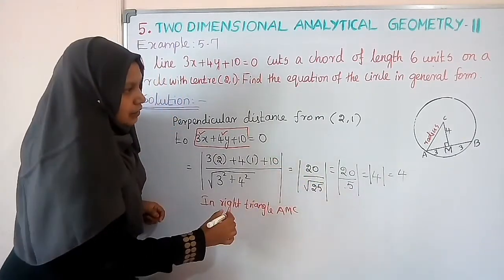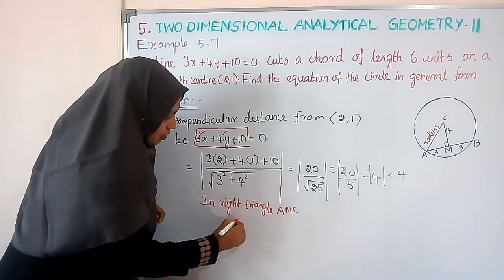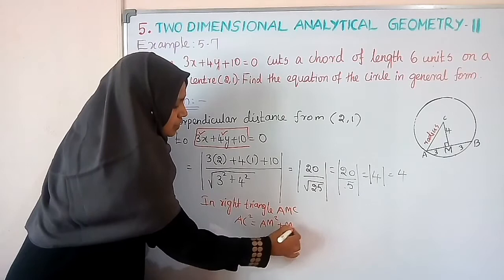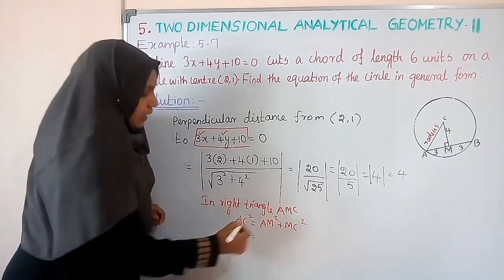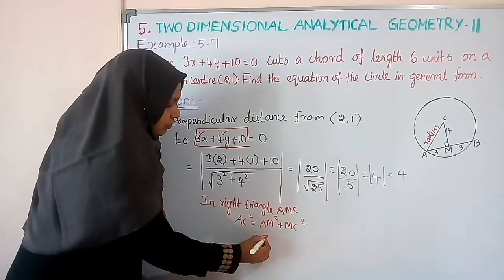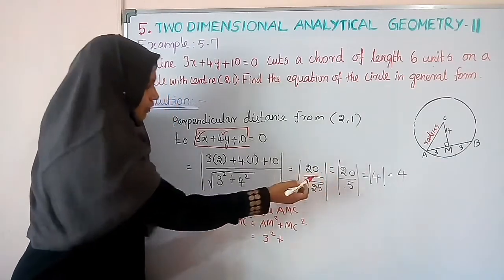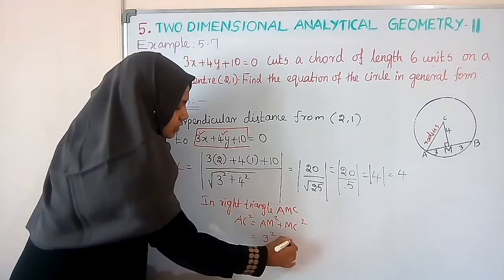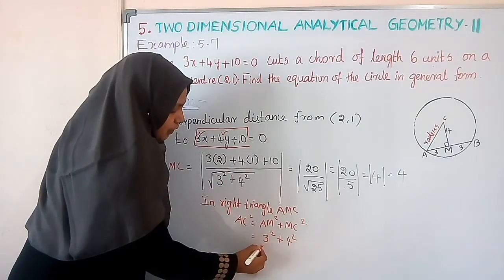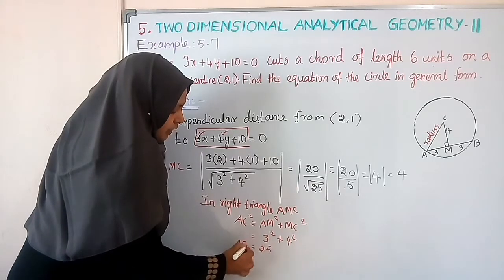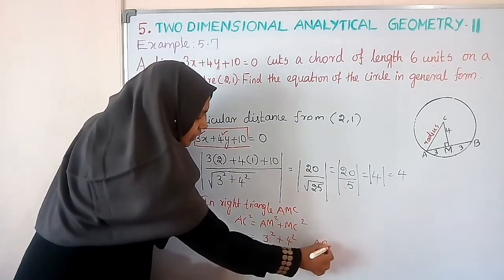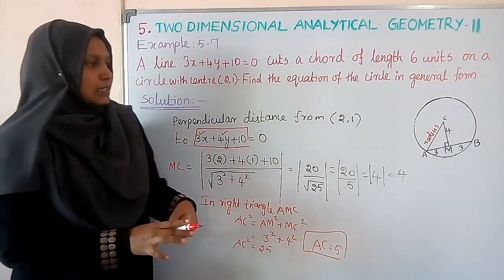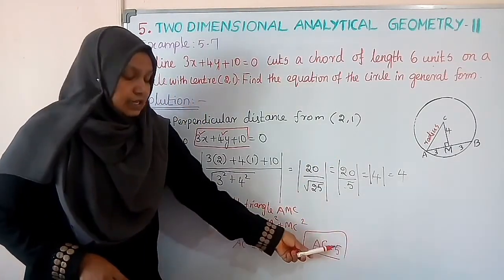The theorem we can write. The hypotenuse is AC. So AC square is equal to AM square plus MC square. So what is AM square? See the diagram, it is 3 square. MC square only we got now. MC square is 4 square. So it is 25. So AC square is 25 means we can write AC is square root of 25, which is 5. So AC is our radius. We got AC as 5.